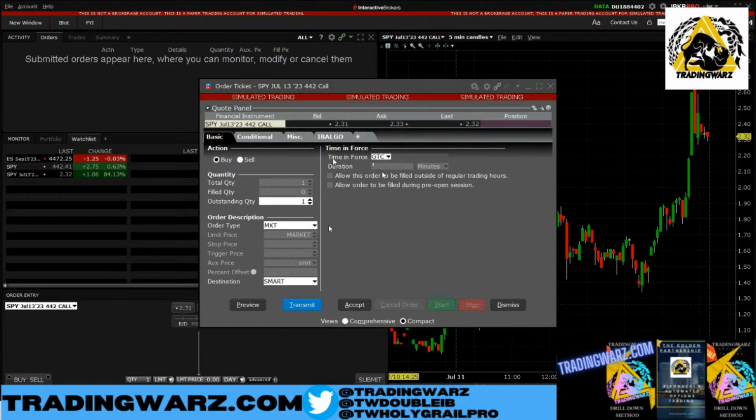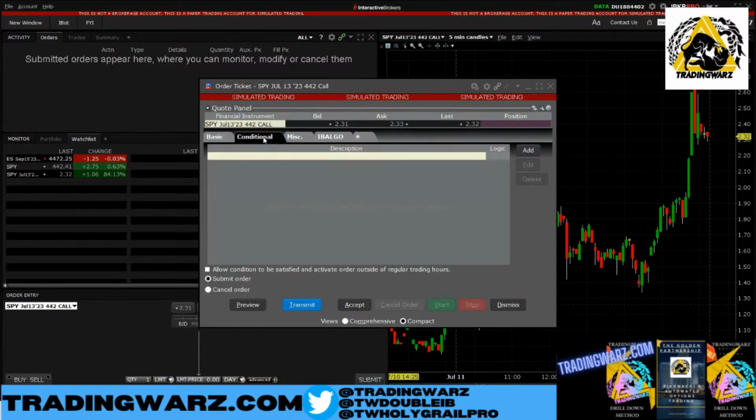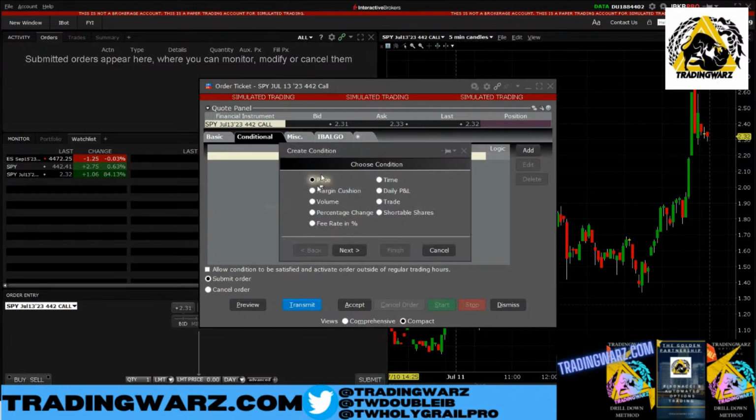But I like doing it on SPY because it has a good spread, so I don't really have to worry too much about slippage. If you're doing something with a lot of slippage, you probably don't want to use market. Then you hit conditional, add, price. These are all the different conditions you can set.